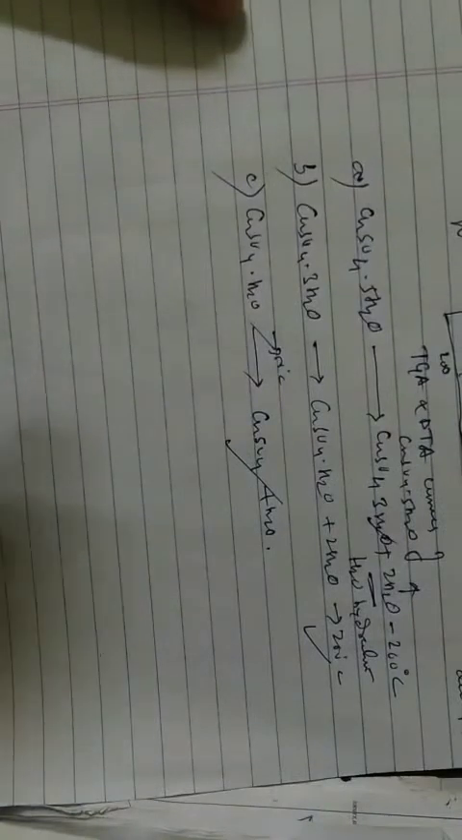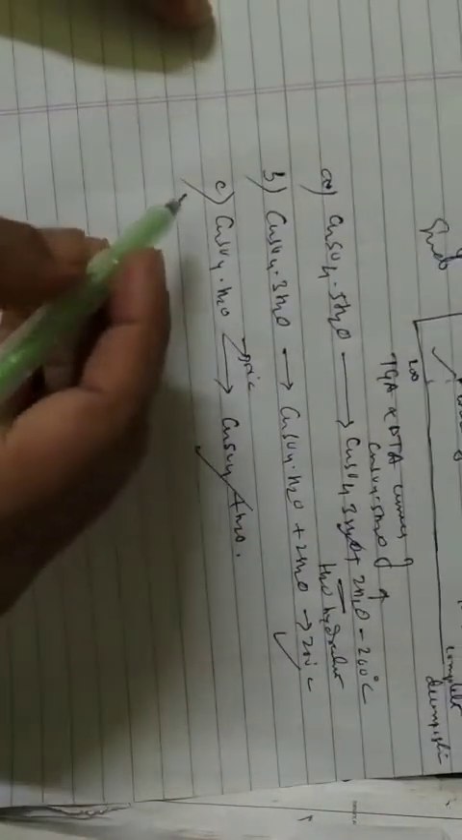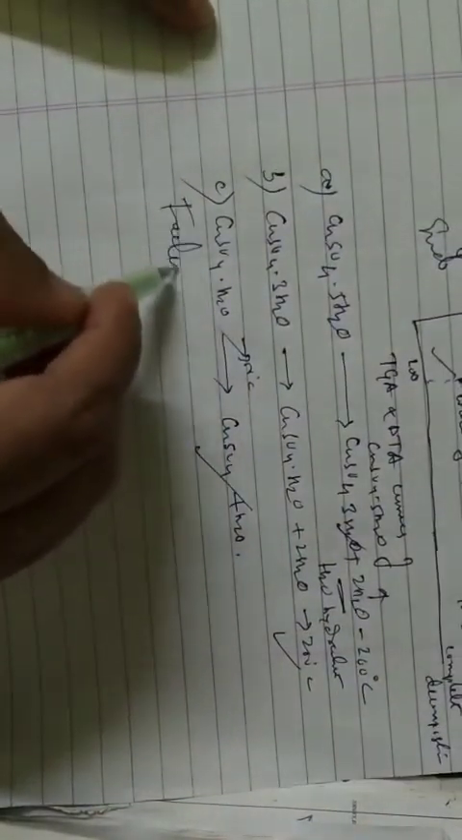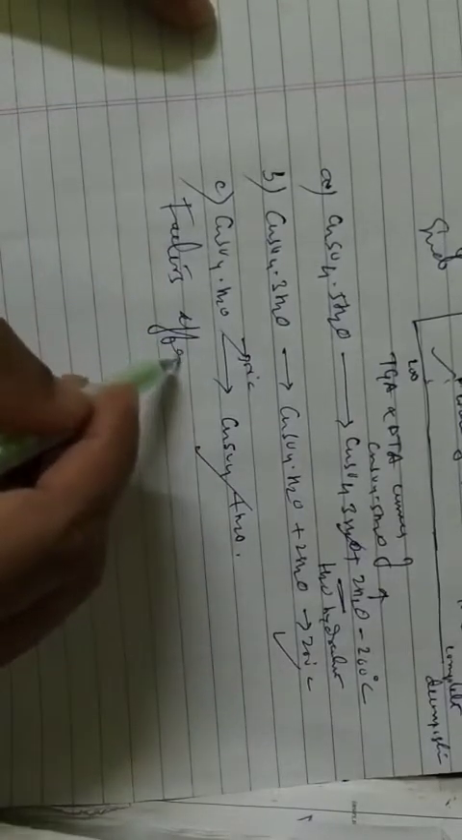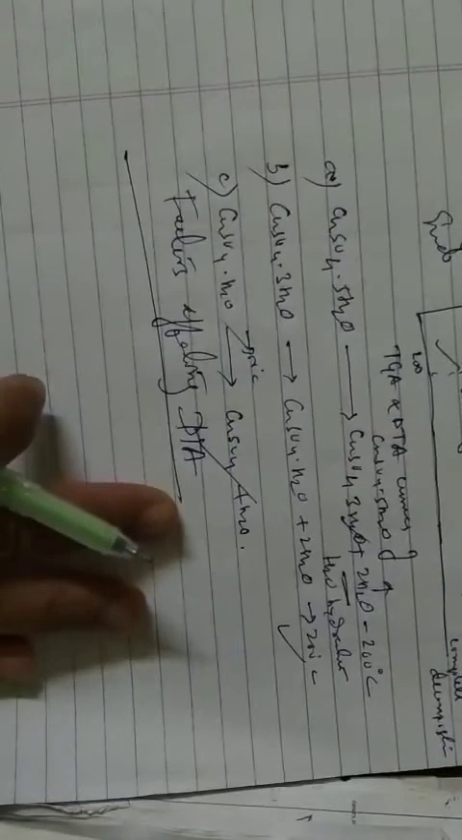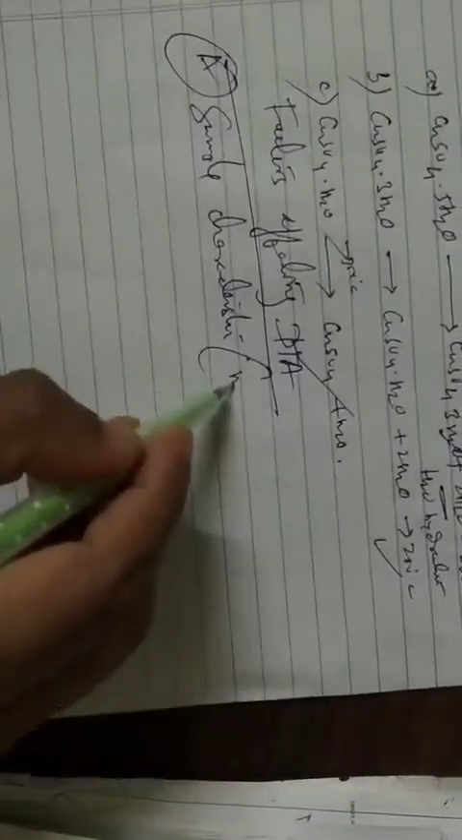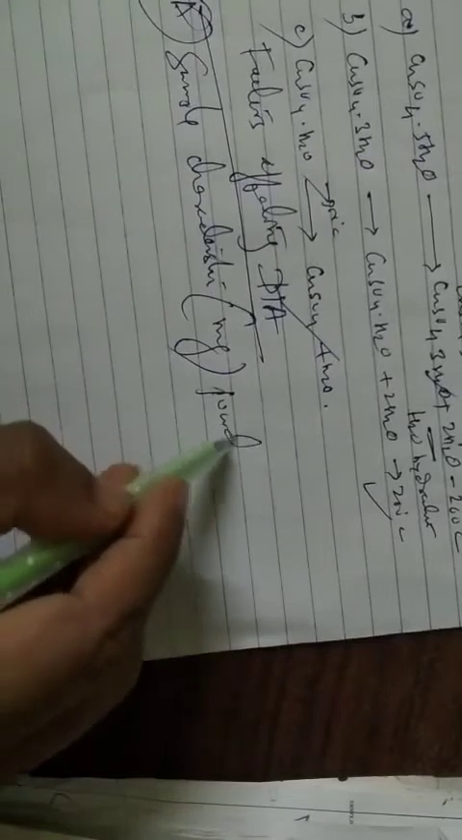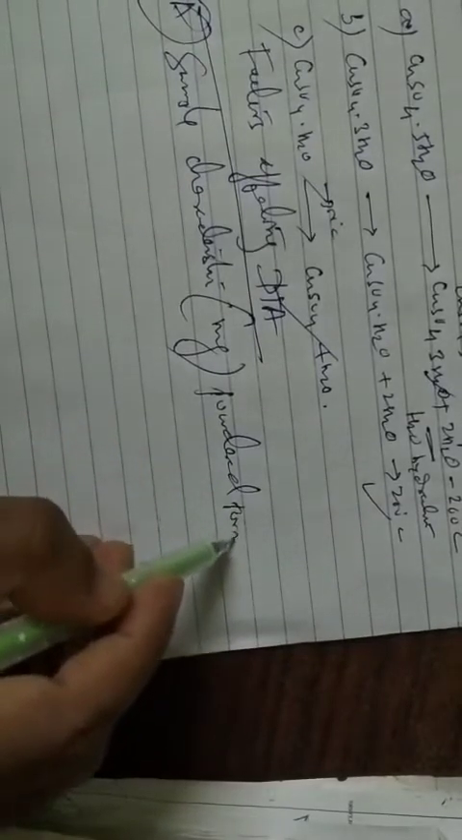Now let us see some of the factors affecting the DTA curve. The first is sample characteristics. You take it as one sample characteristic, okay. In this sample characteristic you can see that the amount of sample, as I said, is taken in milligrams, and it should be in powdered form here.